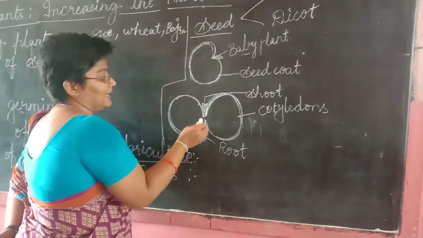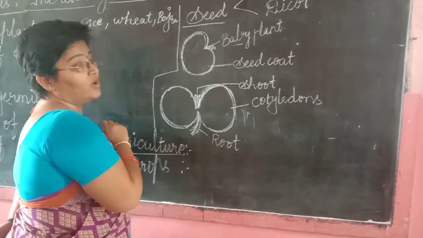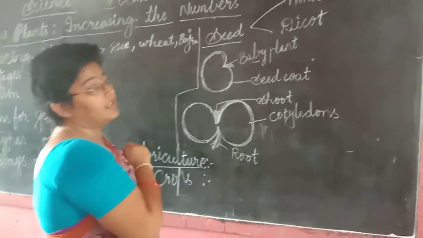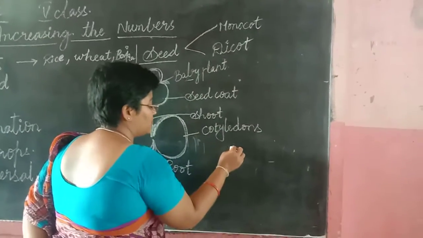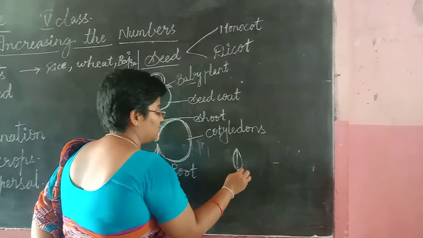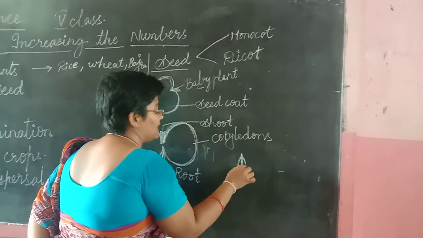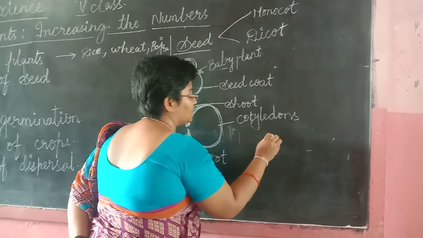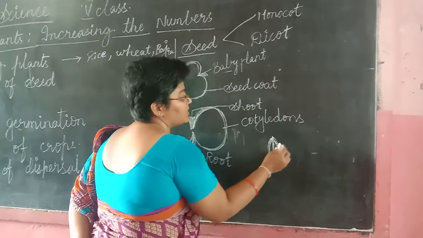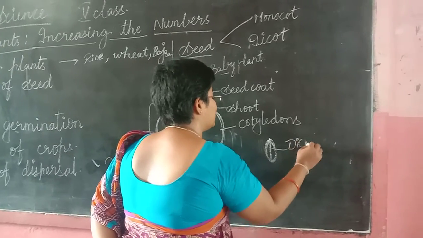So a seed that contains two cotyledons is said to be a dicot seed. It is commonly seen in different kinds of seeds like wheat. Have you ever seen a seed of wheat? Yes. So it has a middle line which joins the two halves of the seed, which is said to be dicot. What type of seed is this?